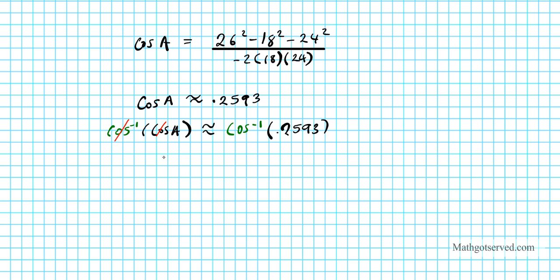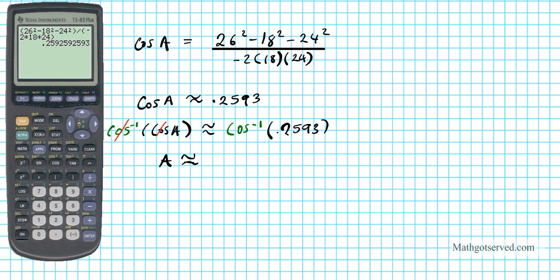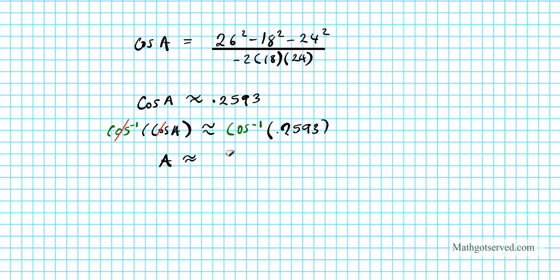And then we'll have A is approximately, let's plug that into our calculators and see what we get. It's going to be the inverse cosine, second function cosine, of the previous answer. So second function negative will pull up the previous answer we had to be more accurate. Enter. 74.9739. So angle A is approximately 74.9739 degrees.